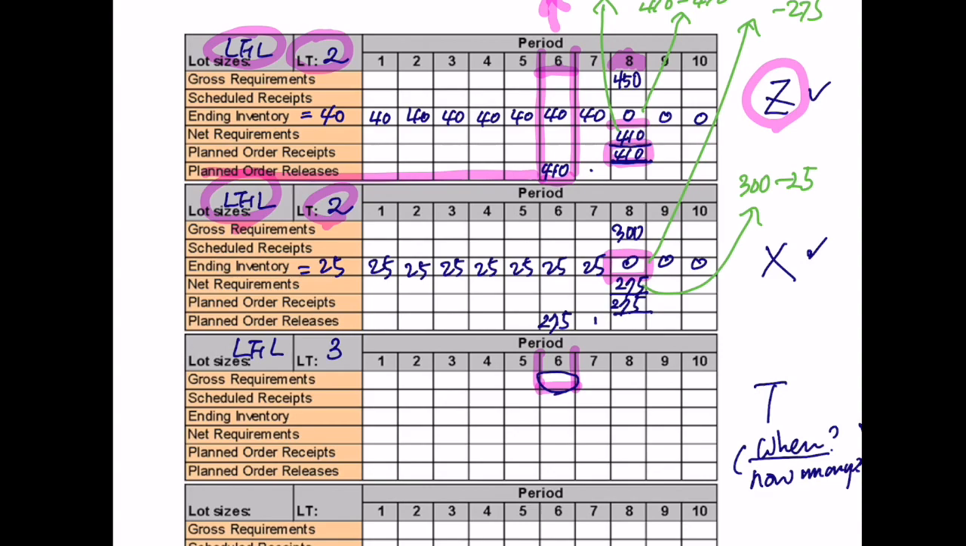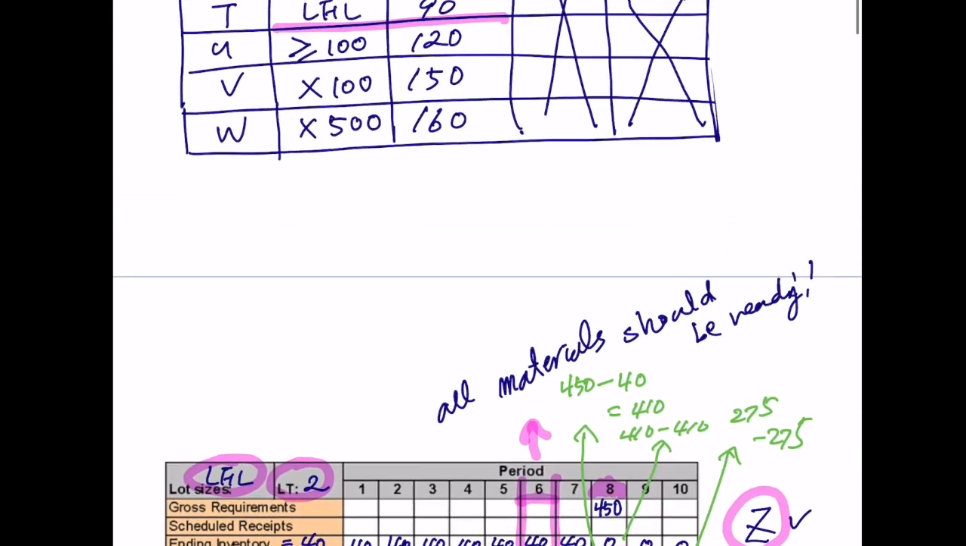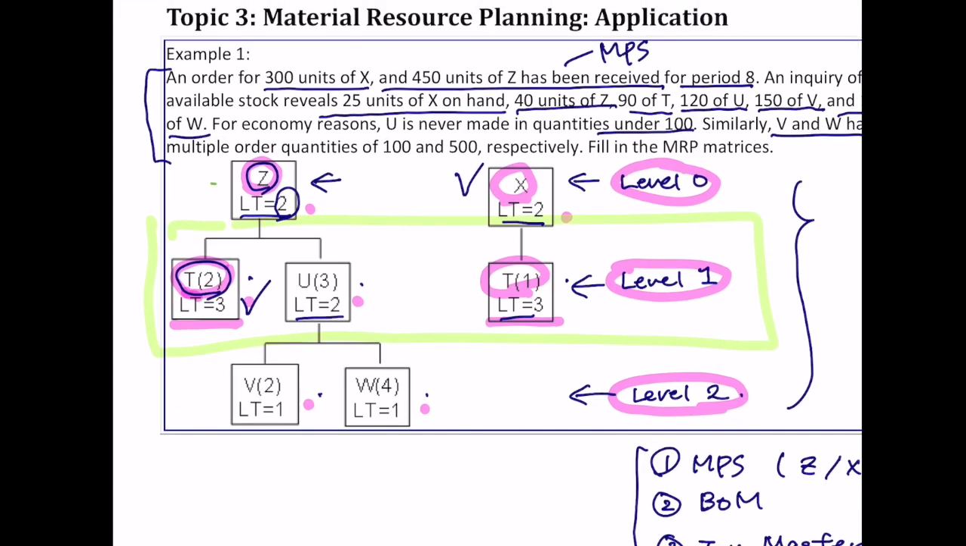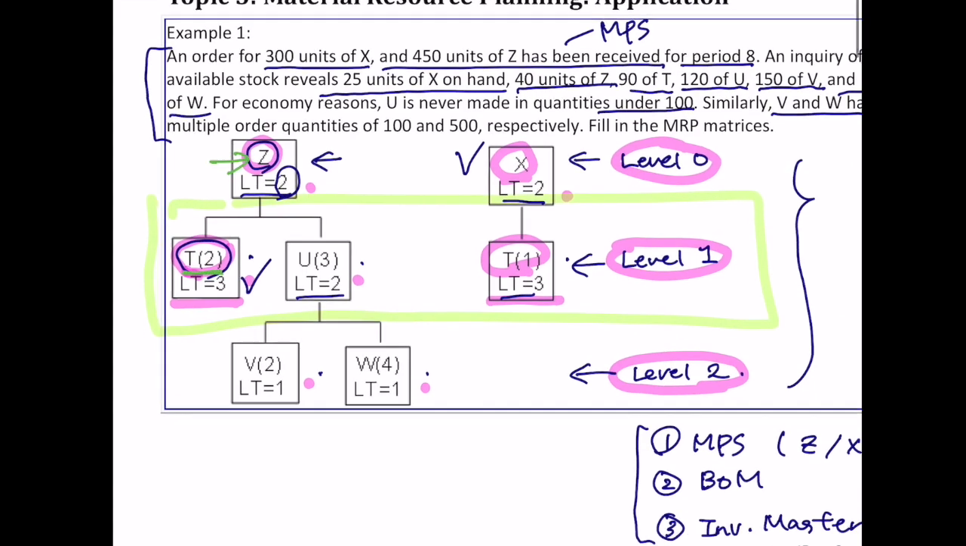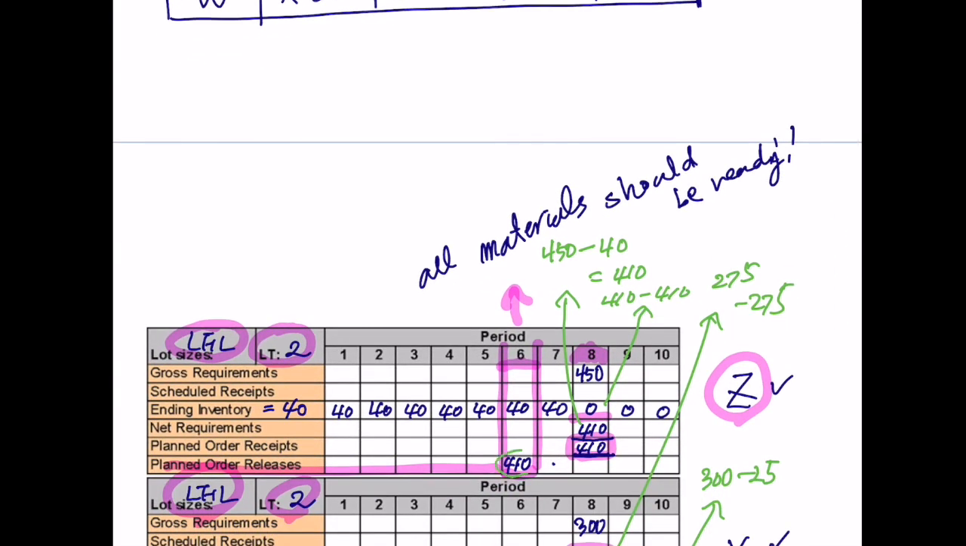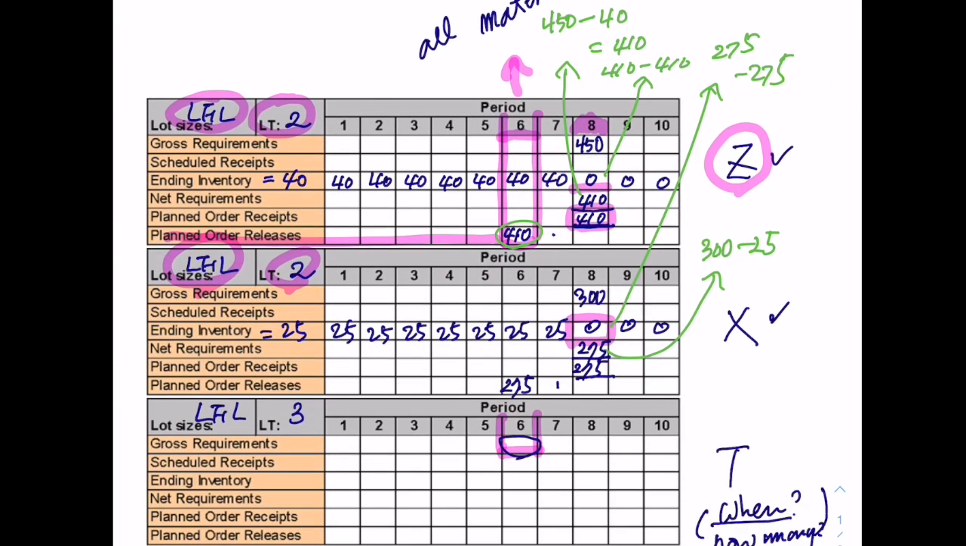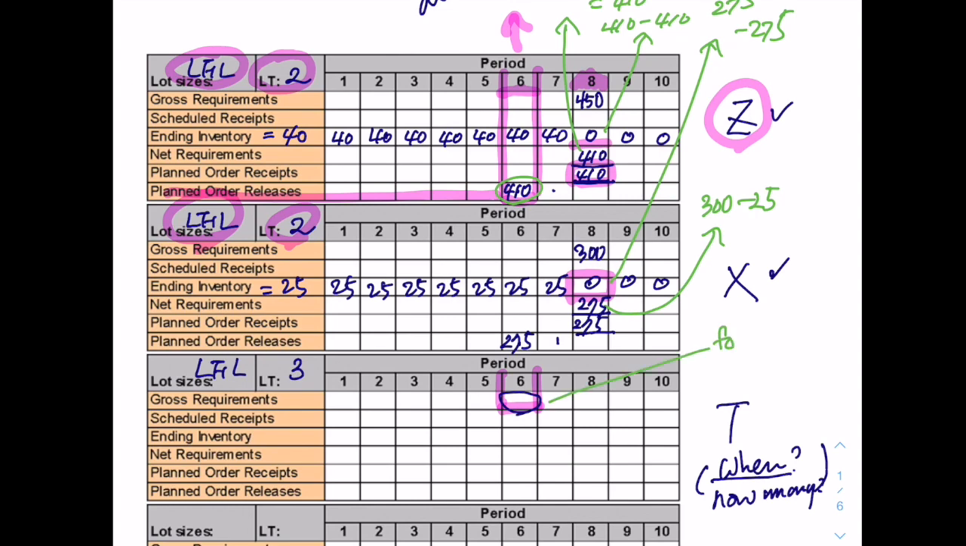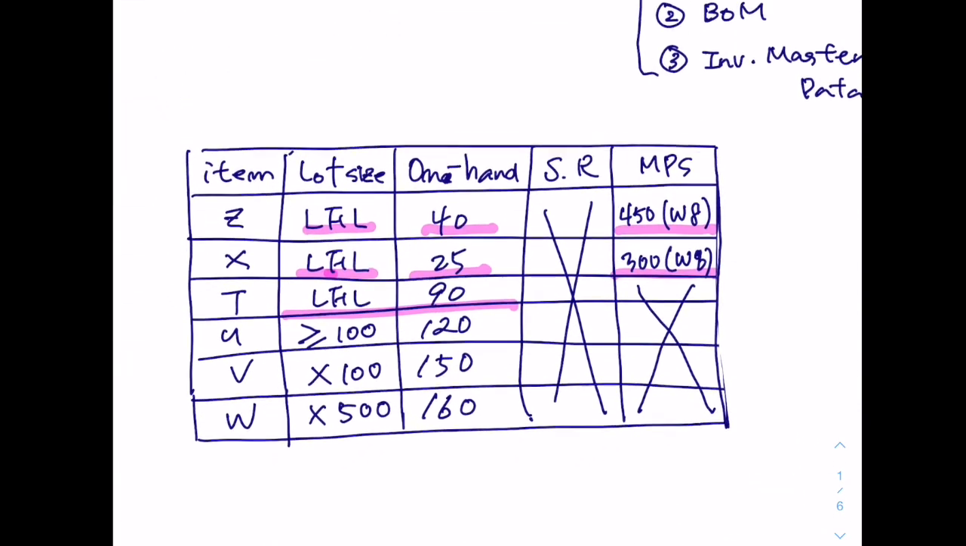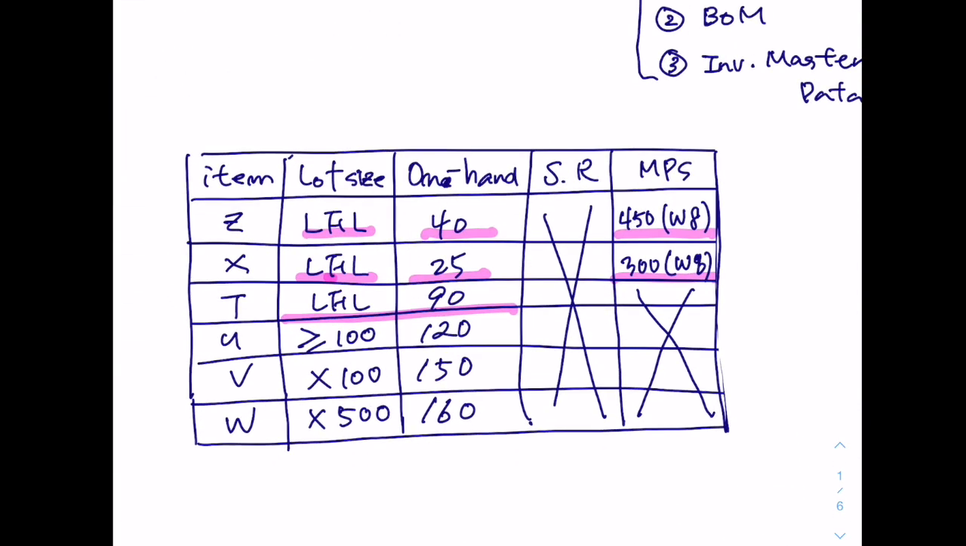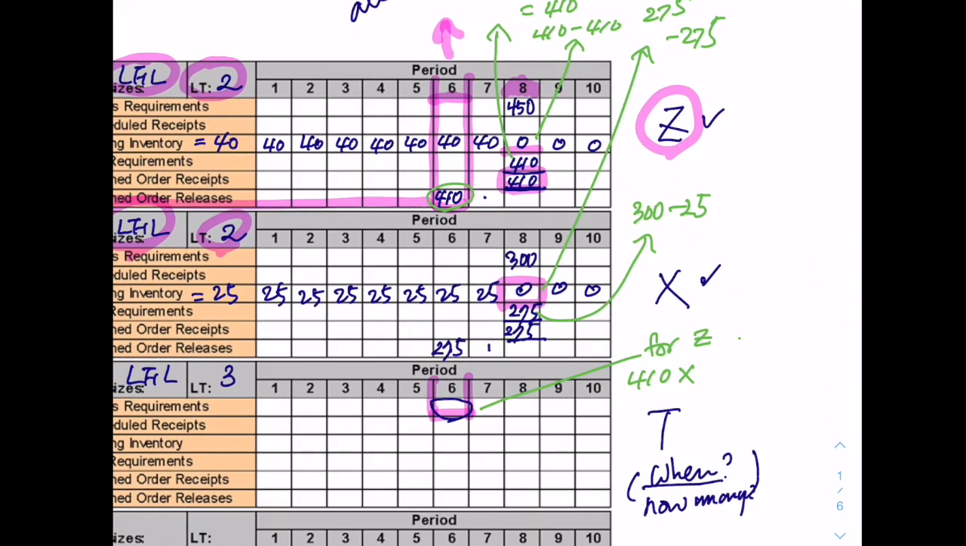To calculate this, we have to look at BOM one more time. In this BOM, to make one Z, you need 2 T's. In this case, how many Z's you want to make? 410. So in week 6, to make Z, how many of T's you need? 410 Z's, but it's multiplied by, in this BOM, it says 2 T's you need. So you will multiply this number by 2, and you will get 820 items you need.